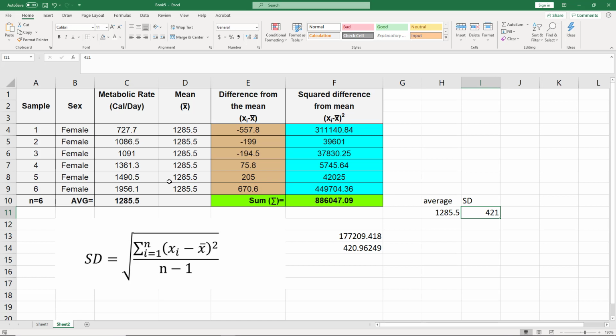So if 1,285 is my average, look at this number, for instance. It does vary quite a bit from that. That's about 550 away from the average, for instance. This data point only looks like about 200 away from the average. So it's within that standard deviation. So that number seems to make sense. That's all we're trying to get.